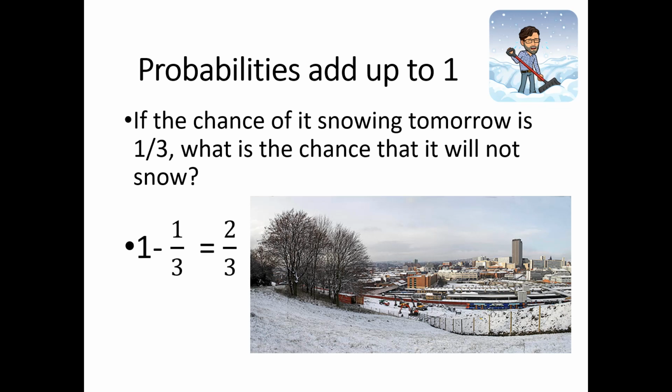Well, here we go. Probabilities have got to add up to 1, and 1 is the same as 3/3, isn't it? 3/3 take away 1/3 gives you 2/3. So the chance that it will not snow tomorrow is 2/3.